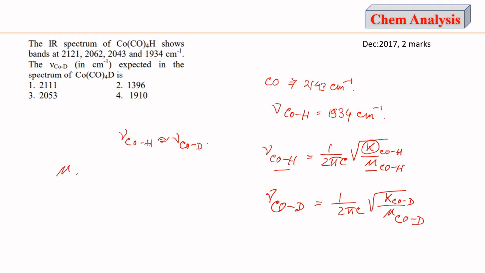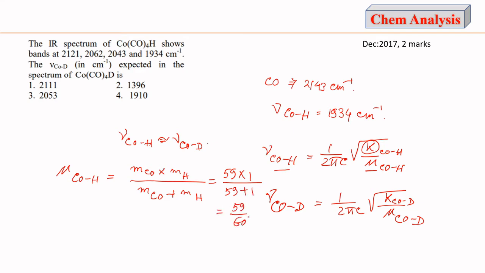Then we can calculate the value for the cobalt-deuterium bond. If we write the equation for reduced mass, it will be the atomic mass of cobalt times the atomic mass of hydrogen, divided by the atomic mass of cobalt plus the atomic mass of hydrogen. The atomic mass of cobalt is about 59 and for hydrogen it is 1, so in the denominator we can write it as 59 by 60.